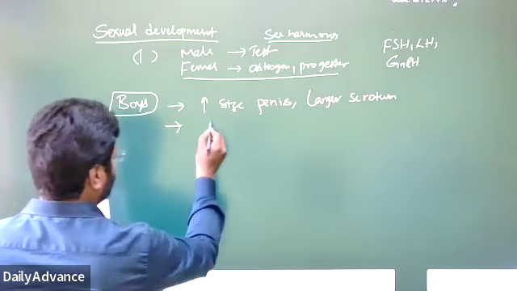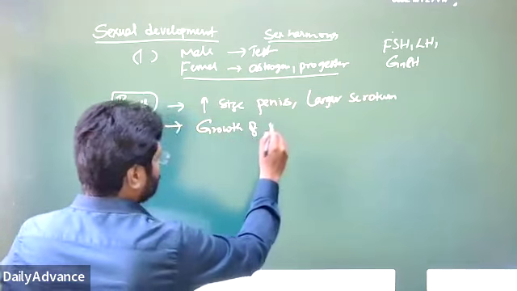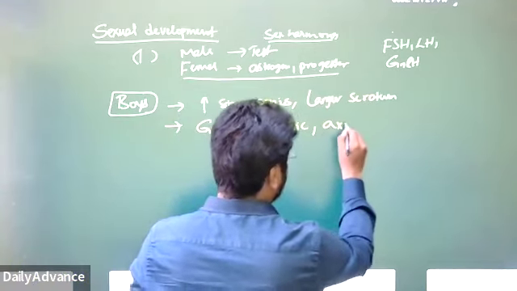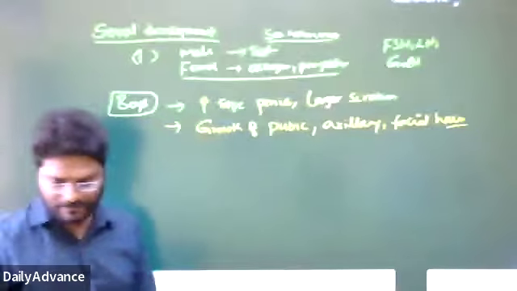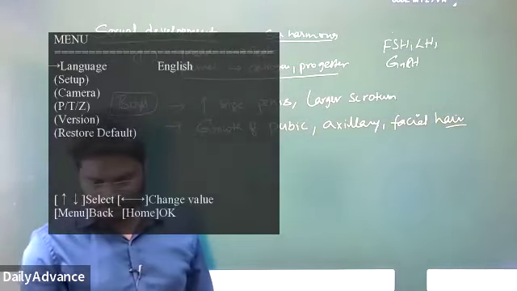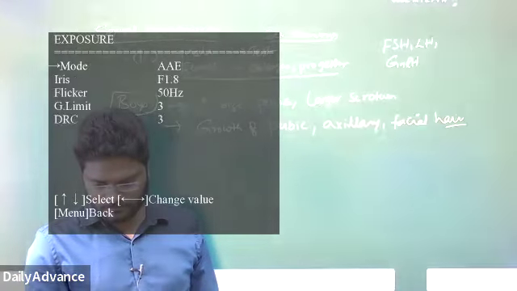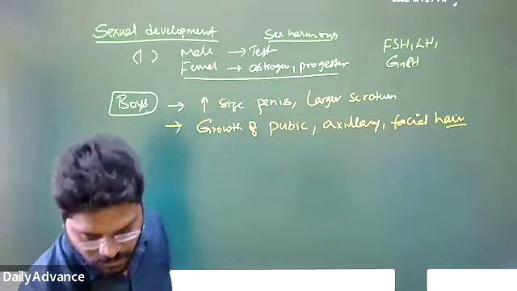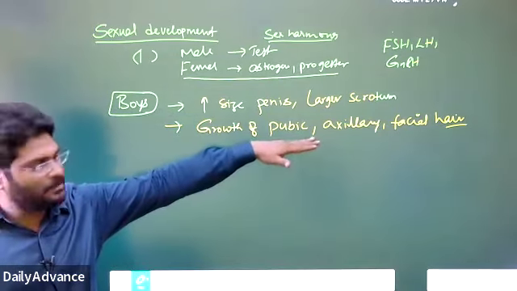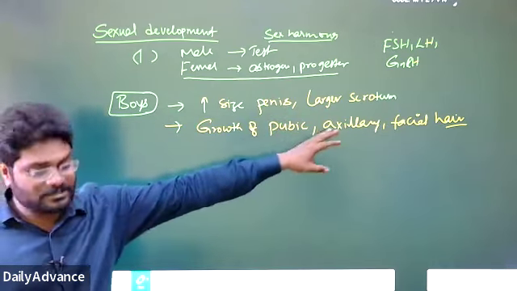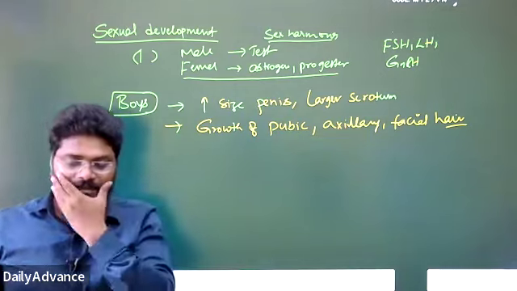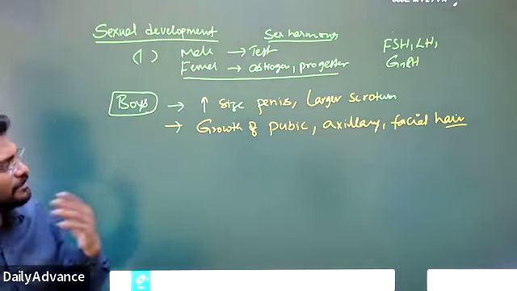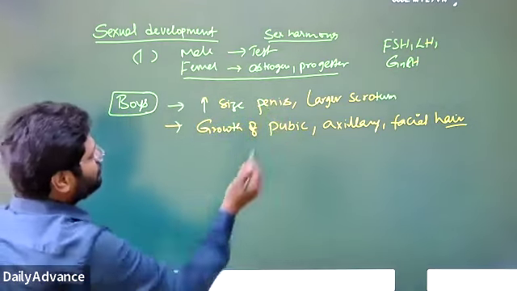The second one is growth of pubic hair, axillary hair, and facial hair. This is another secondary sexual character. Growth of pubic hair means the lower body parts surrounding the penis. Axillary hair means the gap between the body and the arms. Facial hair means growth of the beard and moustache, in the boys. These are all the result of secretion of these hormones in adolescence.